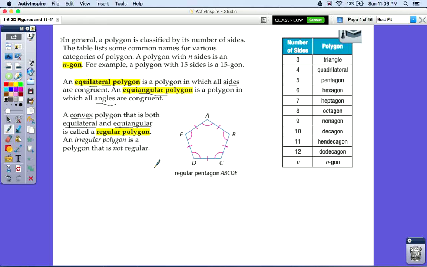And if one of these three things doesn't happen, then it's going to be considered an irregular polygon. An example: this is a regular pentagon because all of the sides and all of the angles are congruent. An irregular pentagon is, if I were to draw a house-type shape, because that has the same number of vertices, but it does not have the same angle measures.